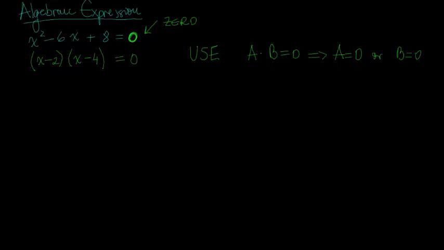So this is what I'm doing here. I'm taking advantage that either the first parenthesis has to be 0 or the second parenthesis is 0, and that enables me to just locally look at each parenthesis and see what makes these 0. So I get that x1 is 2, and then x2 is 4, because these are the two numbers that make each parenthesis 0.